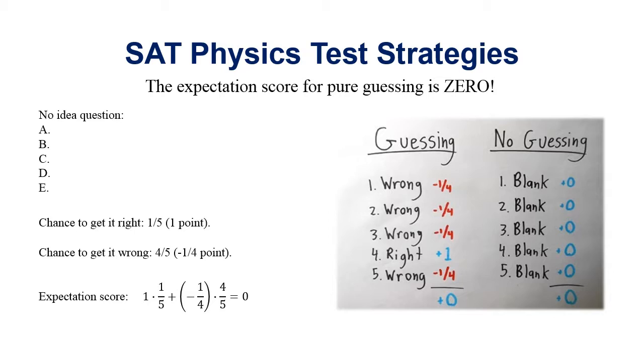However, if you can eliminate 1 or more wrong answers, the expected score becomes positive. This leads us to the conclusion that you should guess if you can eliminate at least 1 wrong answer and leave the question blank otherwise.